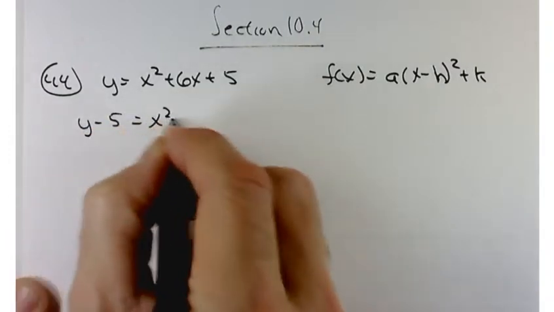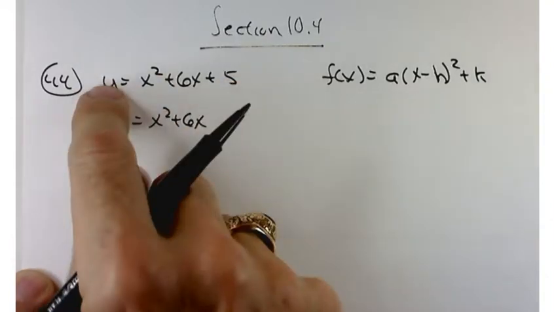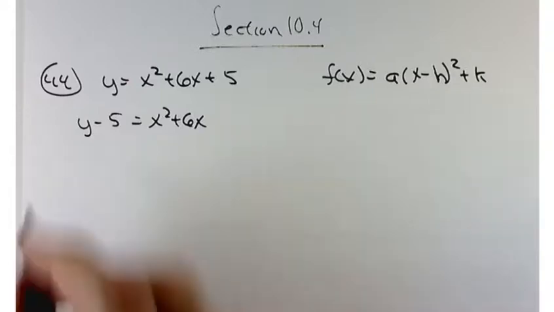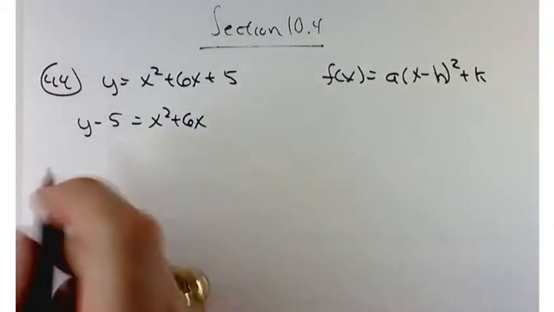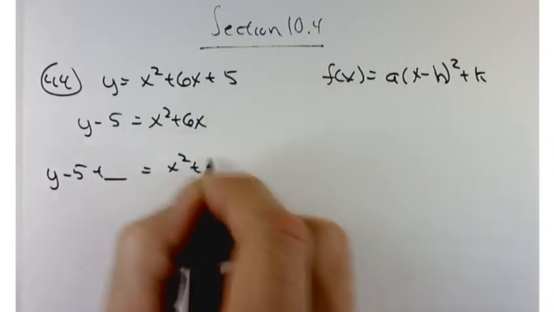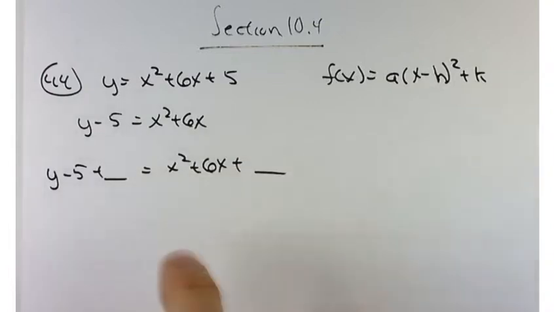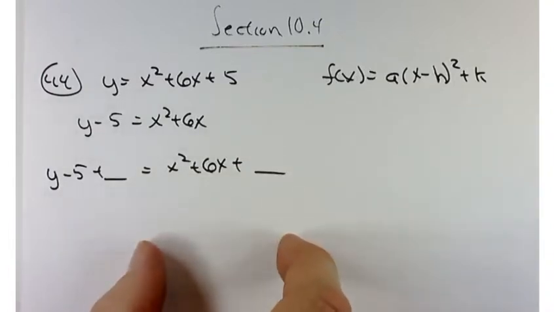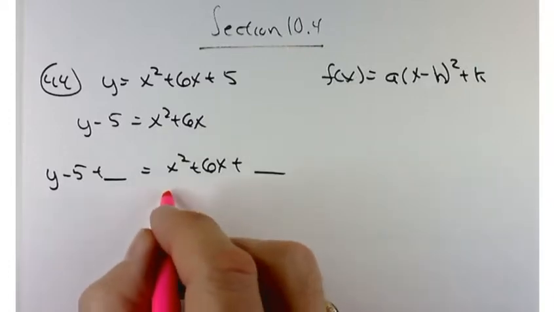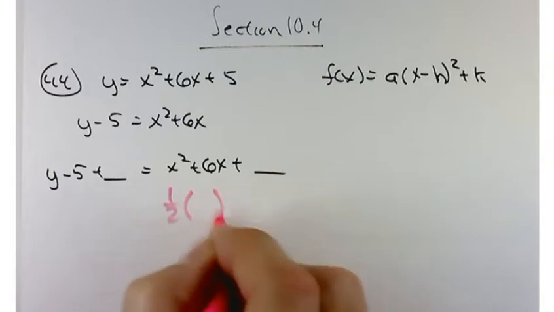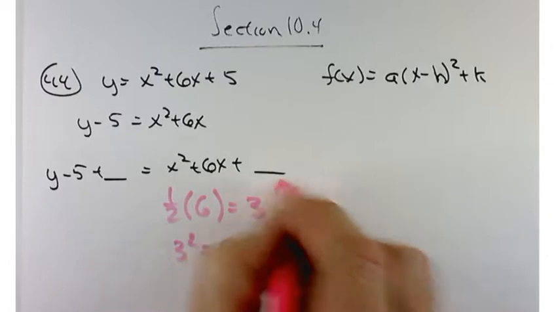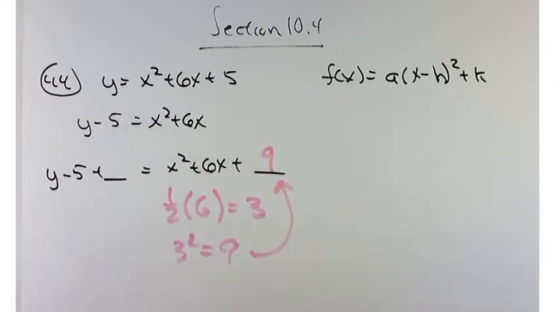I'm going to start by moving that 5 to the left-hand side. So I'll just subtract 5 from both sides. And now I want to complete the square in this because I want to get a nice squared term here. And I'm hoping you remember this from the other day. I need to come up with a number that makes the right-hand side a perfect square. So do you remember the process involved in doing that? Half of the middle term is 3. 3 squared is 9. So I'll add in a 9 there.